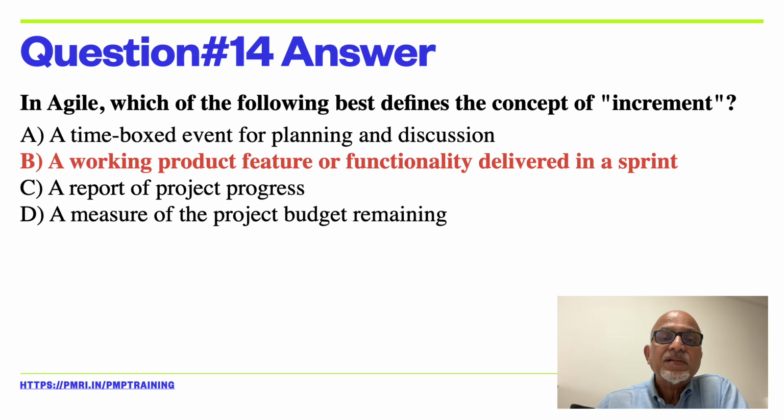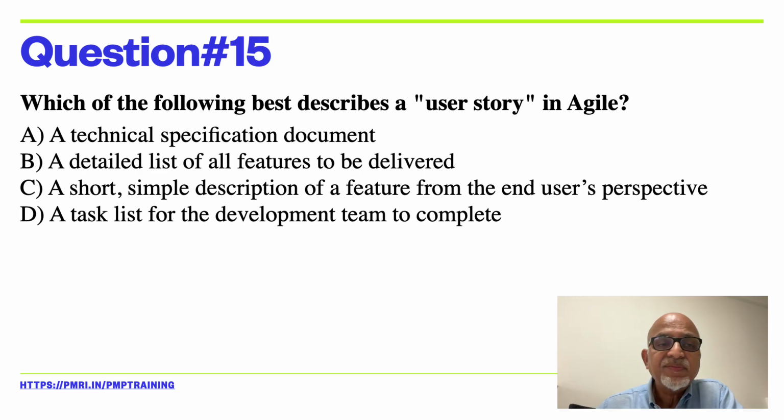Which of the following defines the concept of an increment? So, at the end of an iteration, the product is incremented. So, a working product feature or functionality delivered in a sprint, we call it an increment. So all agile models are iterative and incremental in nature. So at the end of every iteration, an increment of the product is demonstrated or delivered. Let us move to the next question, question number 15.